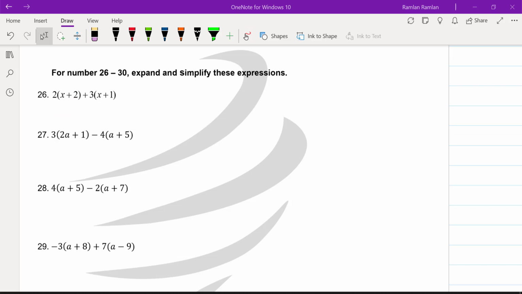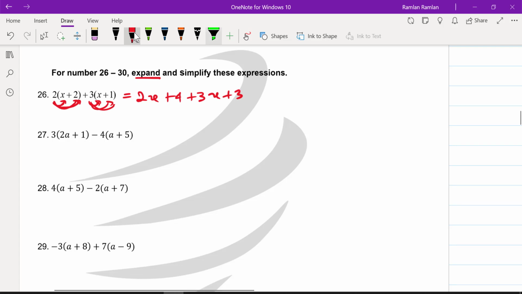Okay, for number 26 until 30, expand and simplify this expression. So we have this here, right? So we are going to expand. How to expand? Remember that 2 bracket x plus 2 here is actually 2 multiplied by x plus 2. So when you have a bracket like this, you need to multiply this 2, the one outside the bracket, with every single term inside the bracket, right? The same thing with this one, so we're going to do it twice. The first one is 2 times x, which is just 2x, and then 2 times 2, which is plus 4, and then 3 times x, which is just 3x, and then 3 times 1, which is just plus 3.